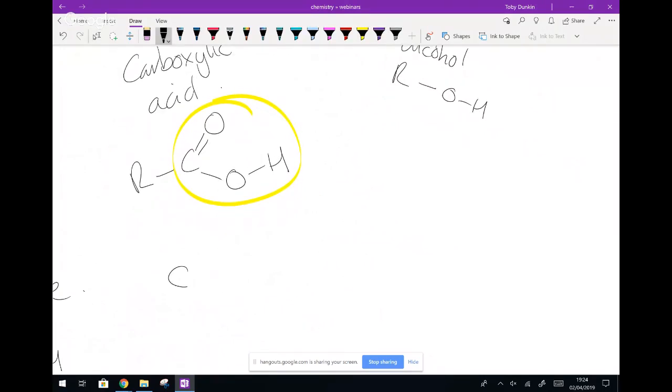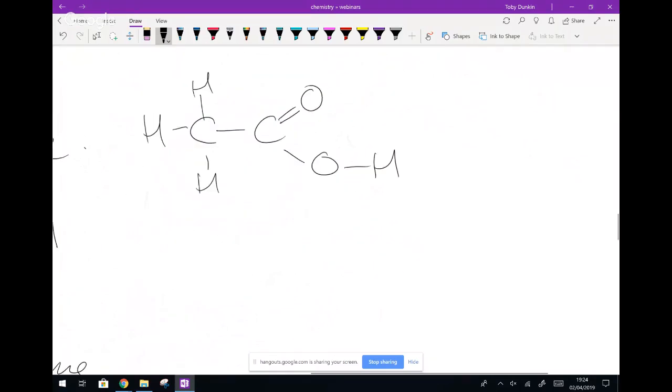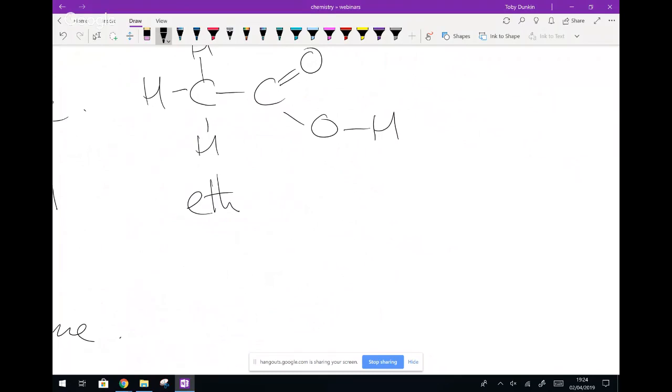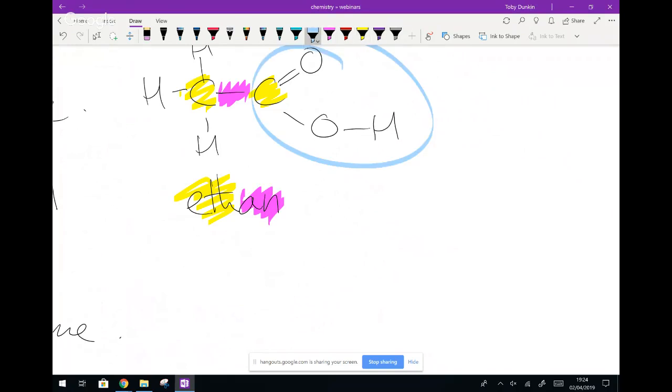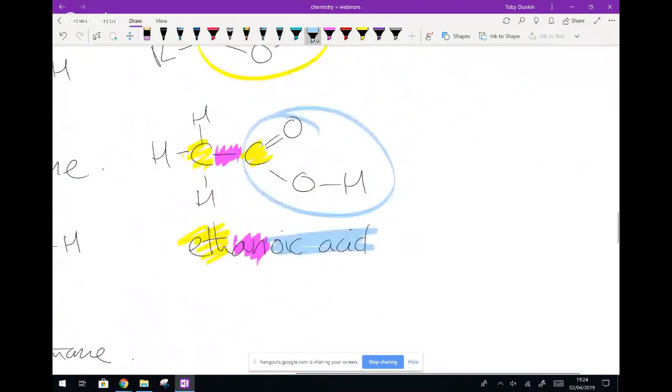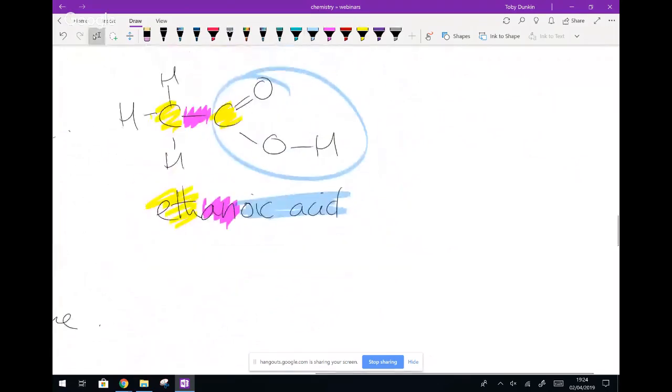So if I draw my go-to guy, and you'll notice that most of them are Es, this is ethanoic acid. There's a whole load of reasons why I prefer the Es. E is 2 carbons. Then I get an 'an', the single bond means it's an 'an', and then 'oic acid' coming from this entire section. So ethanoic acid. That name comes from that structure, and that's really important. You've got to recognize these structures in organic chemistry.